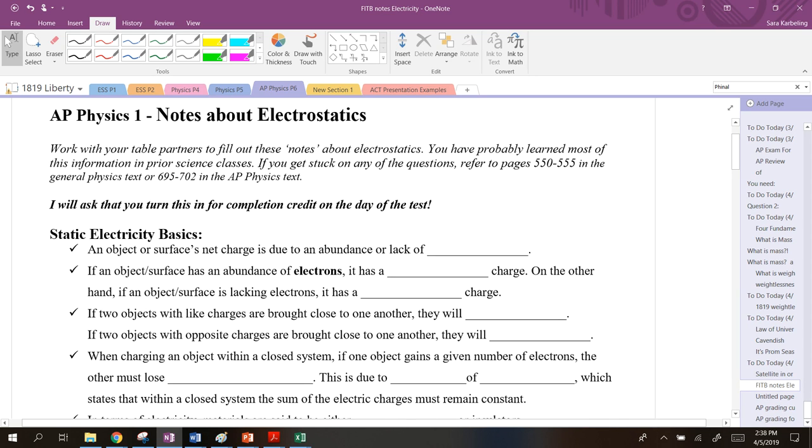I want you to fill out the front of this today. I'll give you some time in class to work. If you get stuck on the questions, you can refer to pages 550 through 555 in the purple science textbooks over there, or these are the pages in your book at home. I don't have extra of the AP texts, but all of this is the same no matter which book you look in. I'm going to give you about 5 or 10 minutes to work on this now.